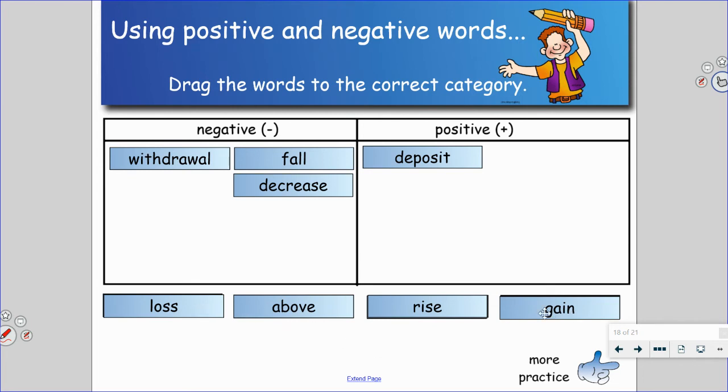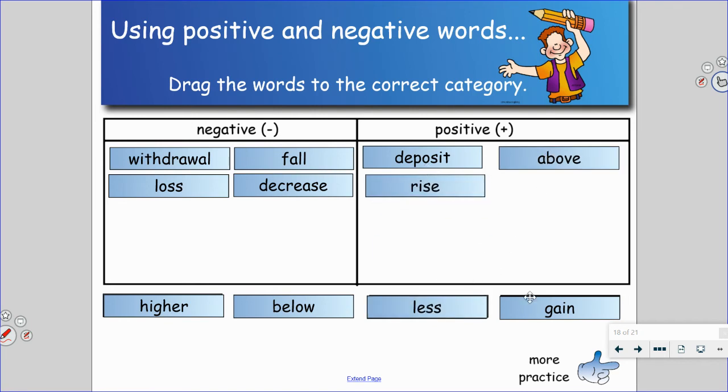And we're back with placement of these 4 words. Loss is a negative naturally, while above goes up. Rise also increases and gain also increases. All right, pause your video, do the next 4.